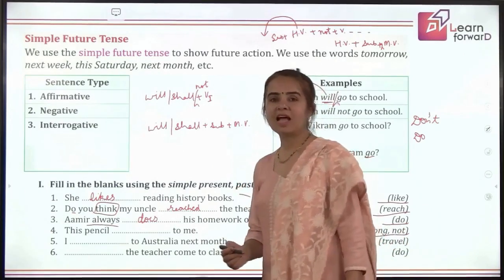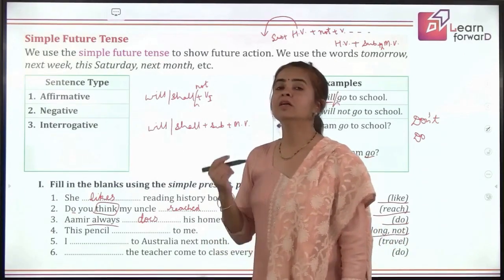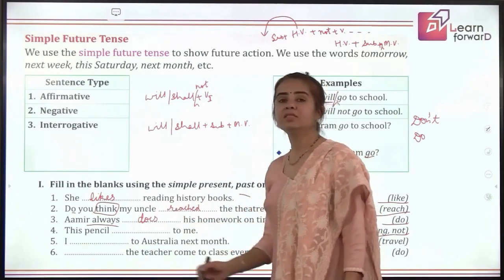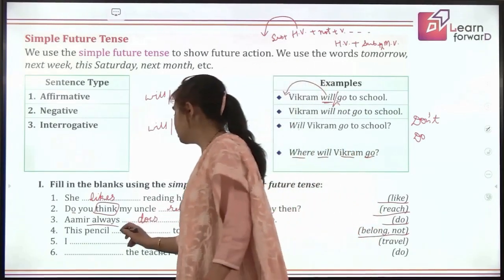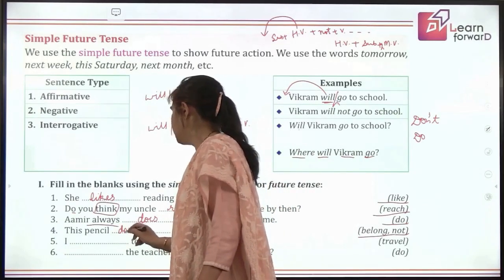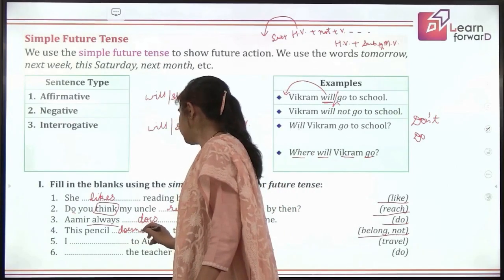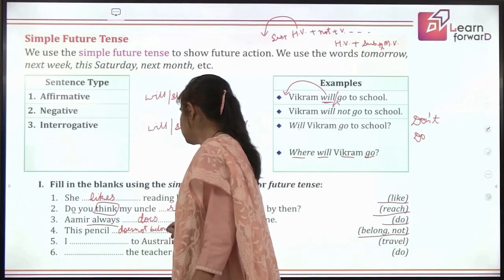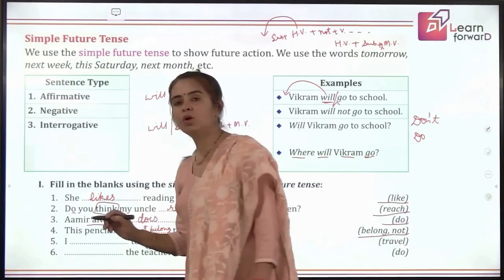Next, this pencil dash to me belong not. That means it has to be a negative sentence. So this subject is singular. That means your helping verb will be does not, and the verb will be without s or es. Yes, good. Does not belong to me.